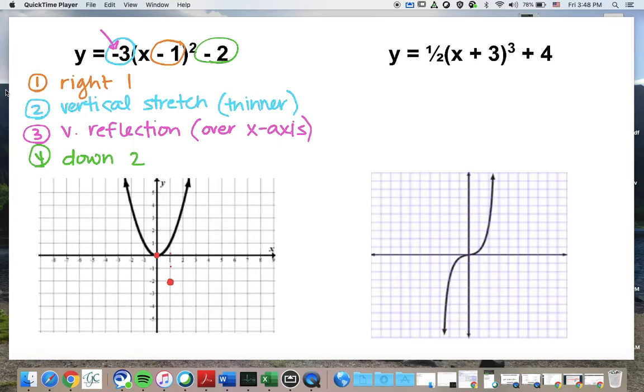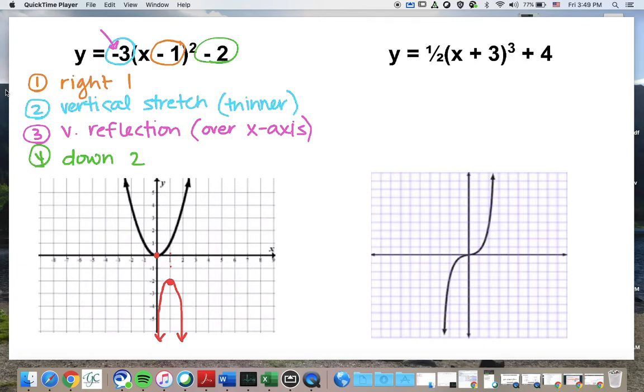And then we also need to reflect it. So instead of being an upward facing parabola, it's going to flip over and it's going to be an upside down U. So it's going to look something like this, where that's definitely much thinner. We can see a visual change between the parent function we were given and our new graph, and then it is facing upside down, so we are seeing that reflection happen.